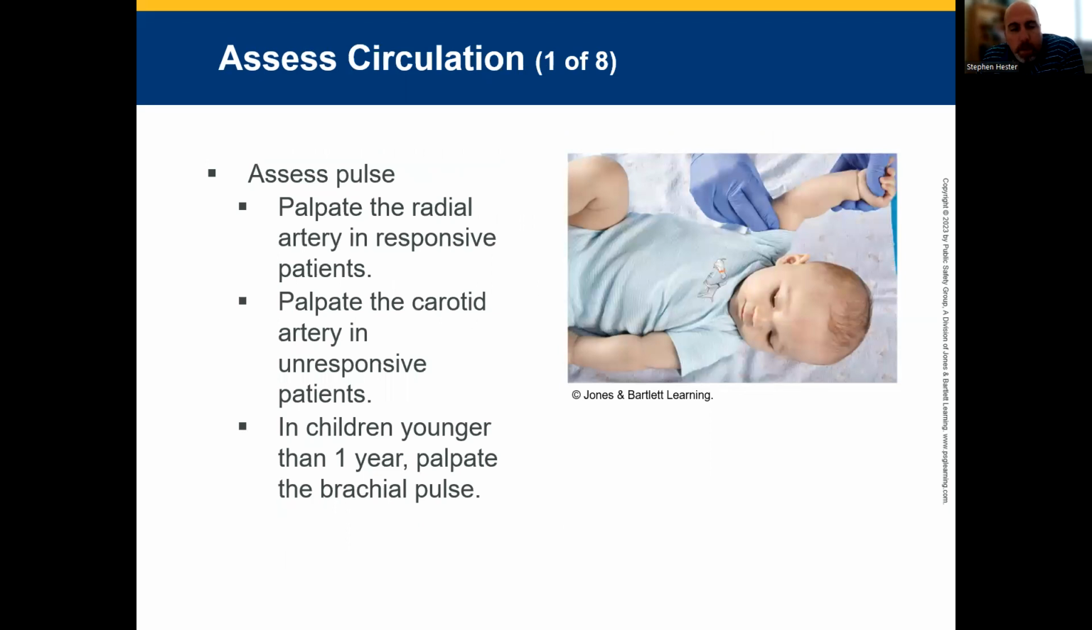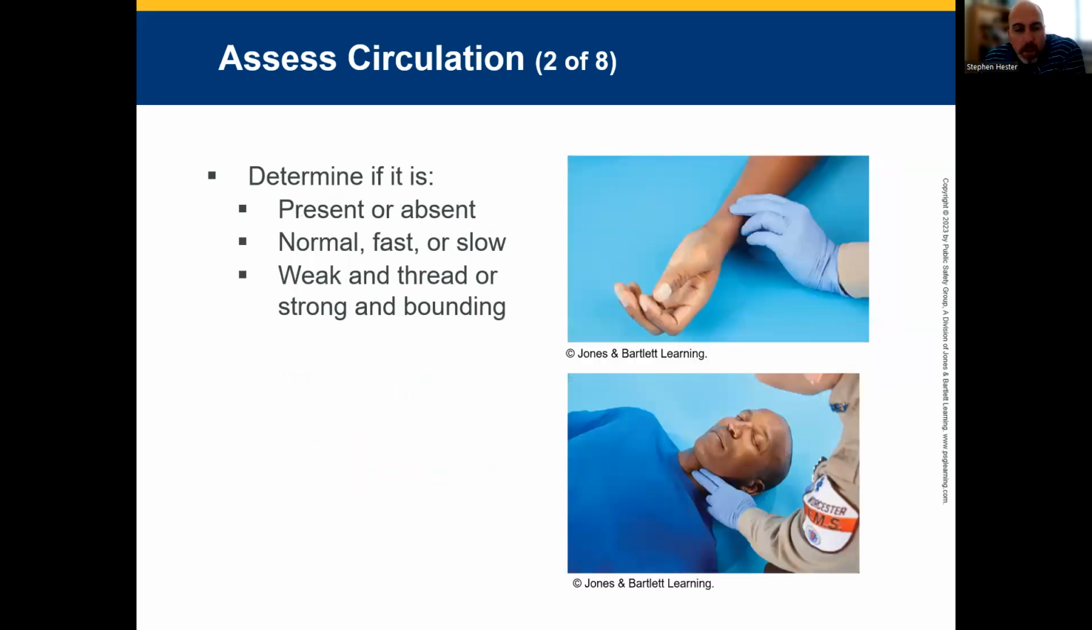All right, palpate the radial artery in responsive patients, and palpate the carotid artery in unresponsive patients. If they're less than 1 year, you want to go for the brachial. Hopefully, in a normal adult, it's between 60 and 100. We want to determine, do we feel one at all? Are we having trouble finding it? What's our next step? Do we need to start chest compressions?